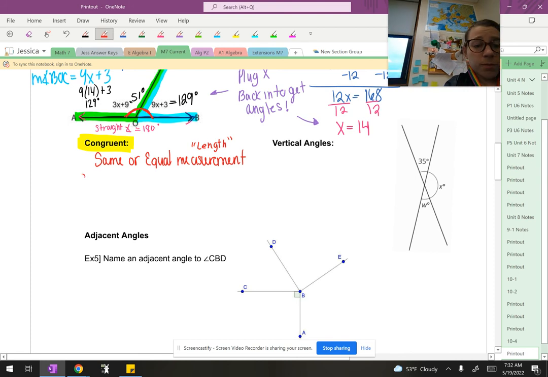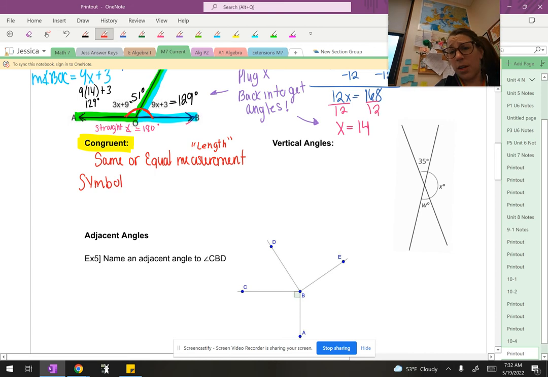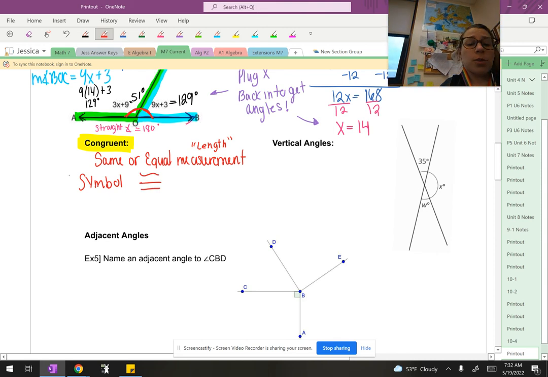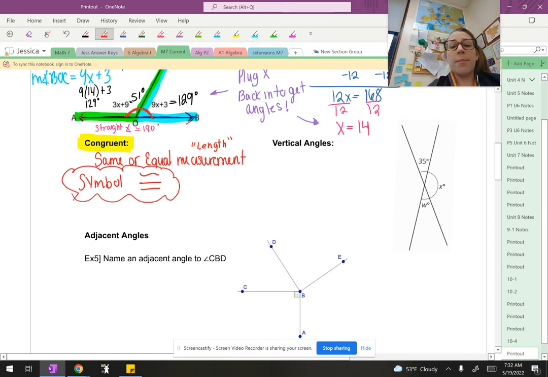And the symbol for congruent, you will see a lot and you'll be expected to know. It's very easy to know that it means the same because the symbol for congruent is an equal sign with a squiggly line on top of it. So it might be something that shows up a lot.